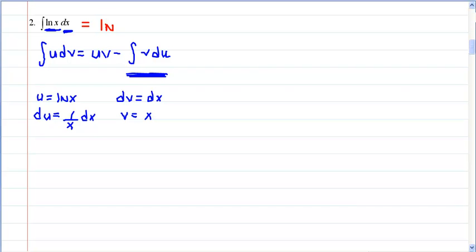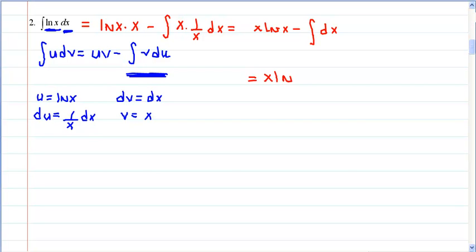So I have u is natural log of x times v, and then minus the integral of v du, so x times 1 over x dx is x times the natural log of x minus the integral of just dx. And when we integrate dx, we just get x, so our final answer is x times the natural log of x minus x plus c.